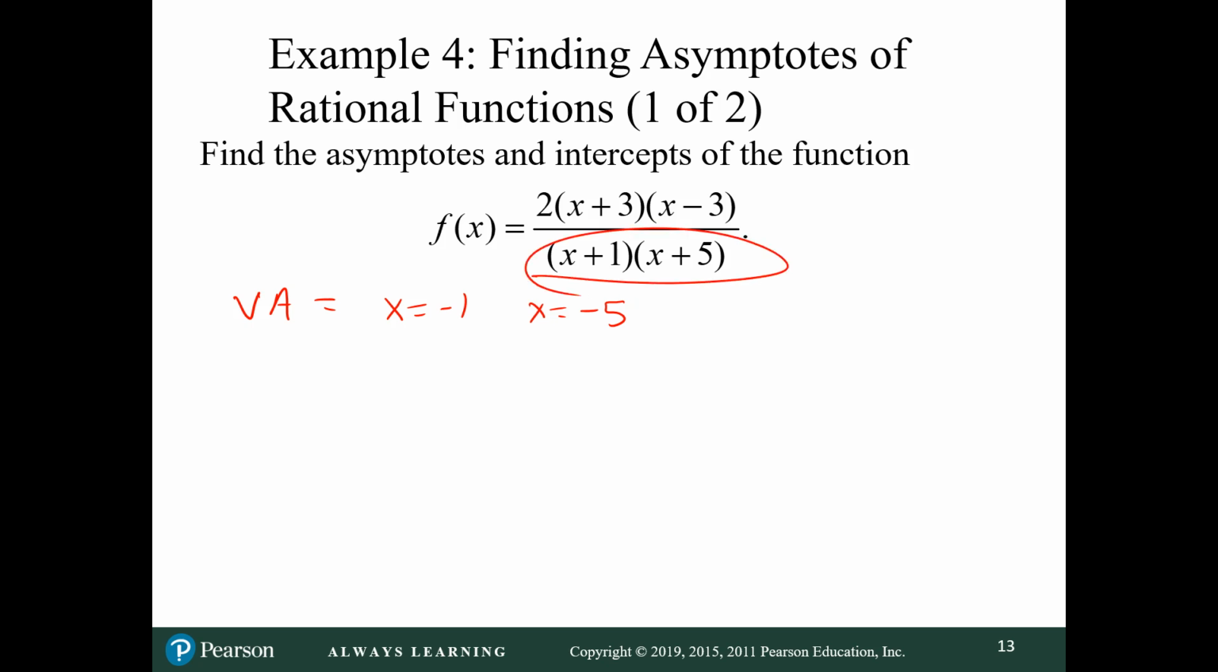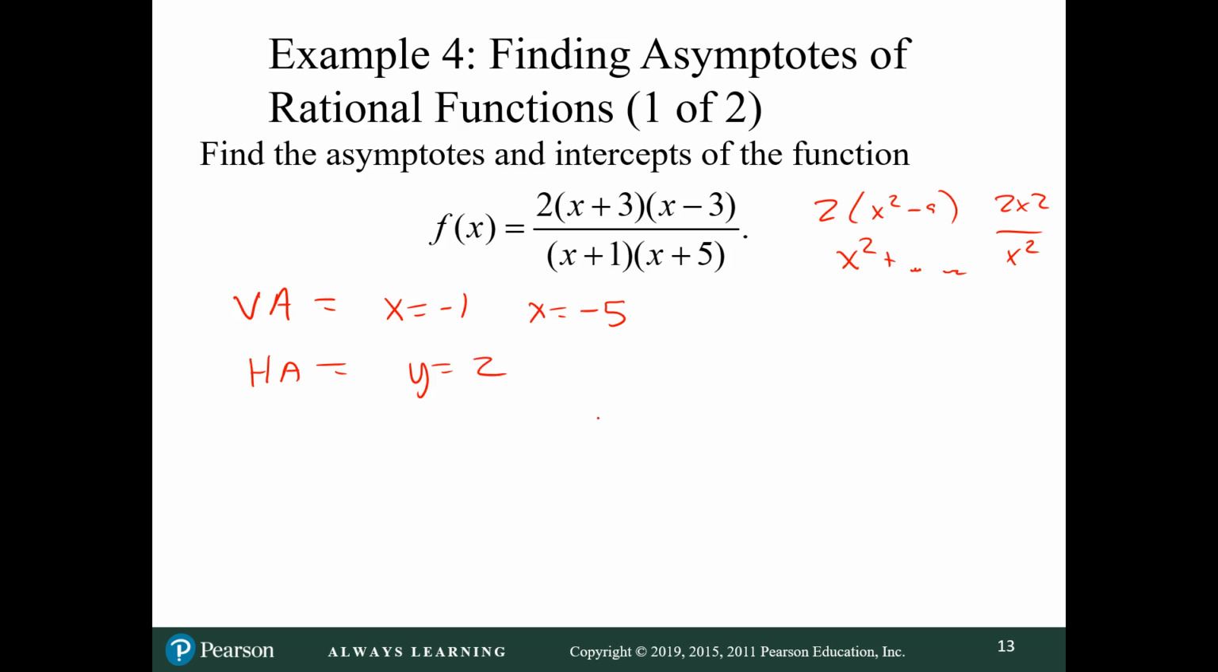You get vertical asymptotes from the denominator. What are our horizontal asymptotes? Well, if we multiply this out, this would be x squared plus yada in the bottom. On the top, it'd be 2 times x squared minus 9. And then 2 times x squared is 2x squared over x squared. So what's our horizontal asymptote? 2. Horizontal asymptote is y equals 2.